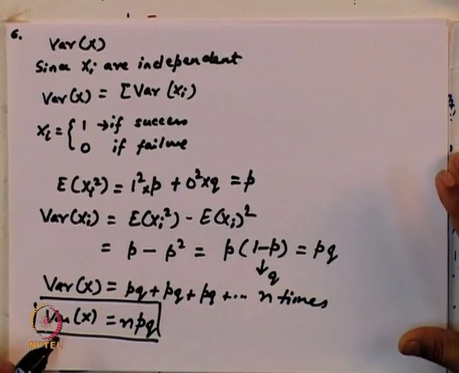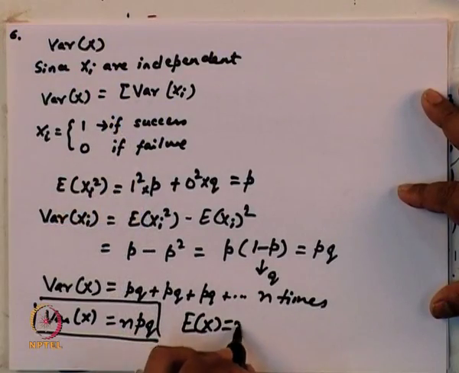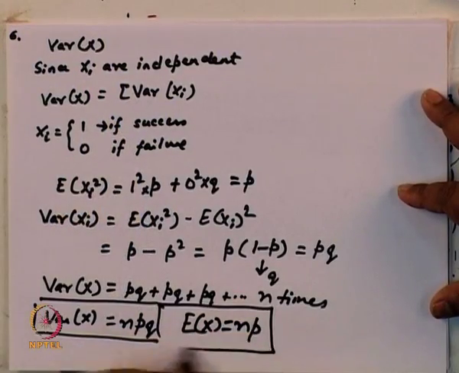So, for a binomial random variable with parameters n and p, we have the variance as npq and the mean as n times p.